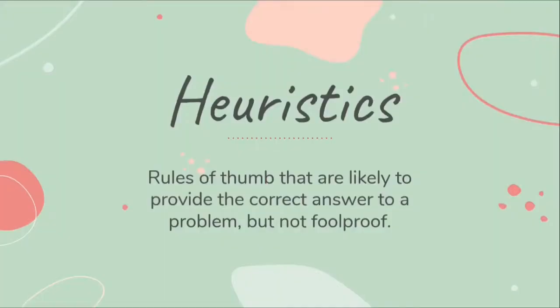We are constantly using inductive reasoning because thinking long and hard about something that we are already familiar with is taking too much time. Inductive reasoning is automatic, and it also gives our brain shortcuts, which we call heuristics. Heuristics are rules of thumb that are likely to provide the correct answer to a problem, but they are not foolproof. Heuristics have two types, which are availability and representativeness.